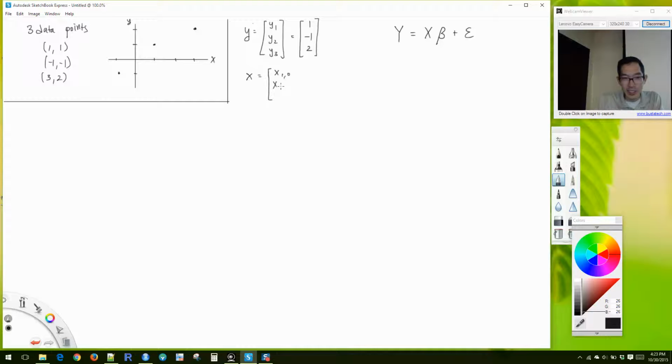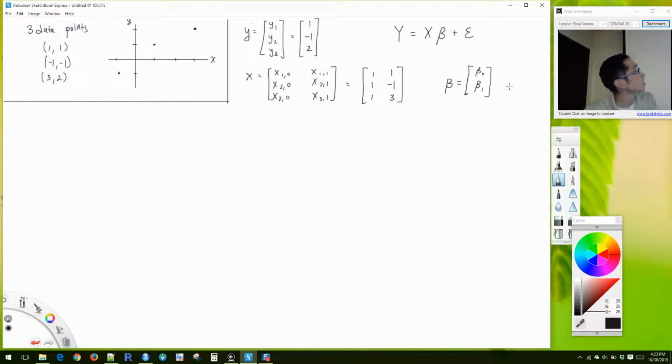1, 0, x 2, 0, x 3, 0, and then I've got x 1, 1, x 2, 1, and x 3, 1. So in this case, this would be 1, 1, 1, and 1, -1 and 3. Okay, and our beta is going to be basically beta 0 and beta 1. Okay, so we're in matrix notation, right?